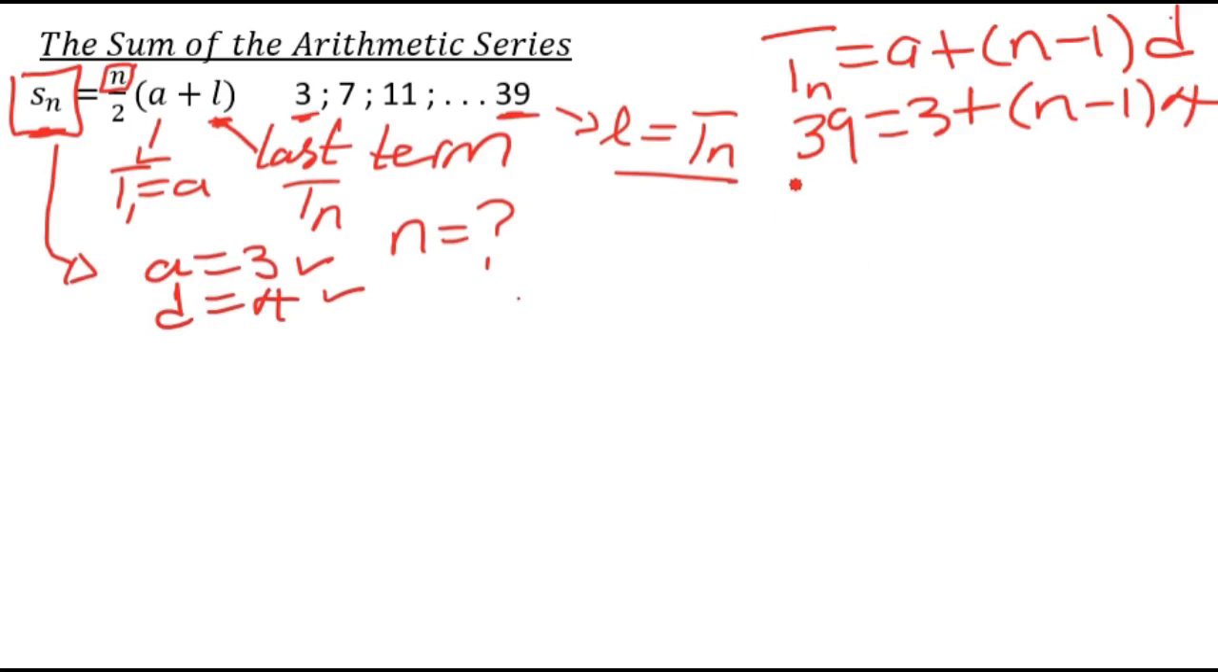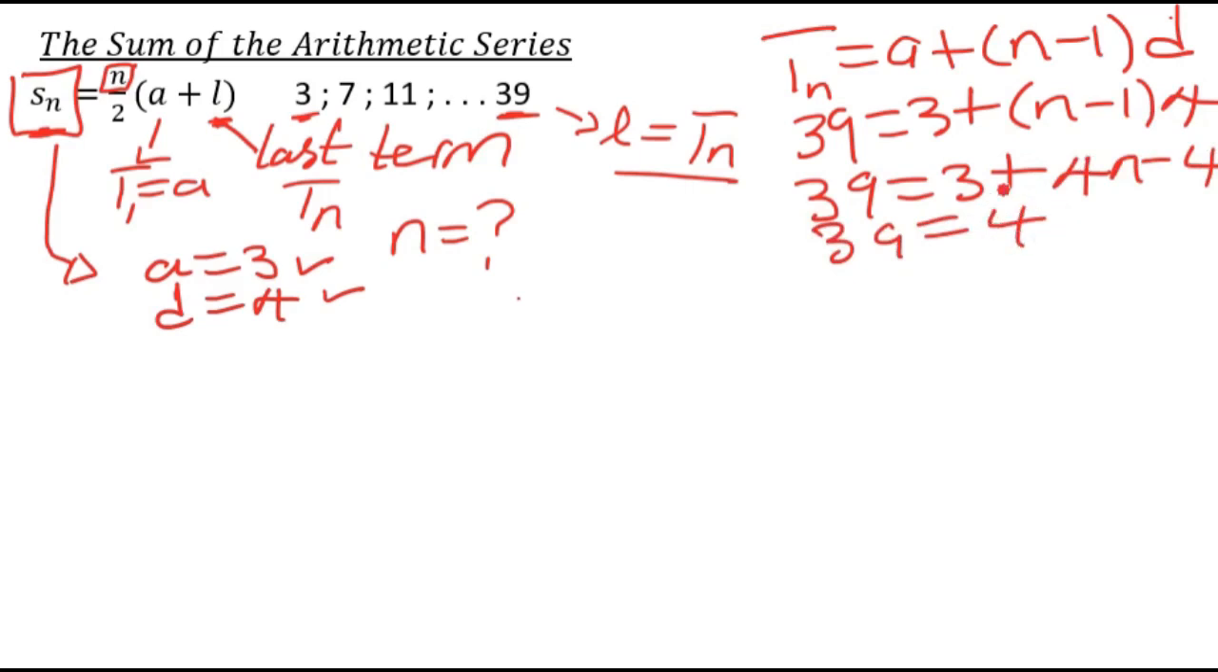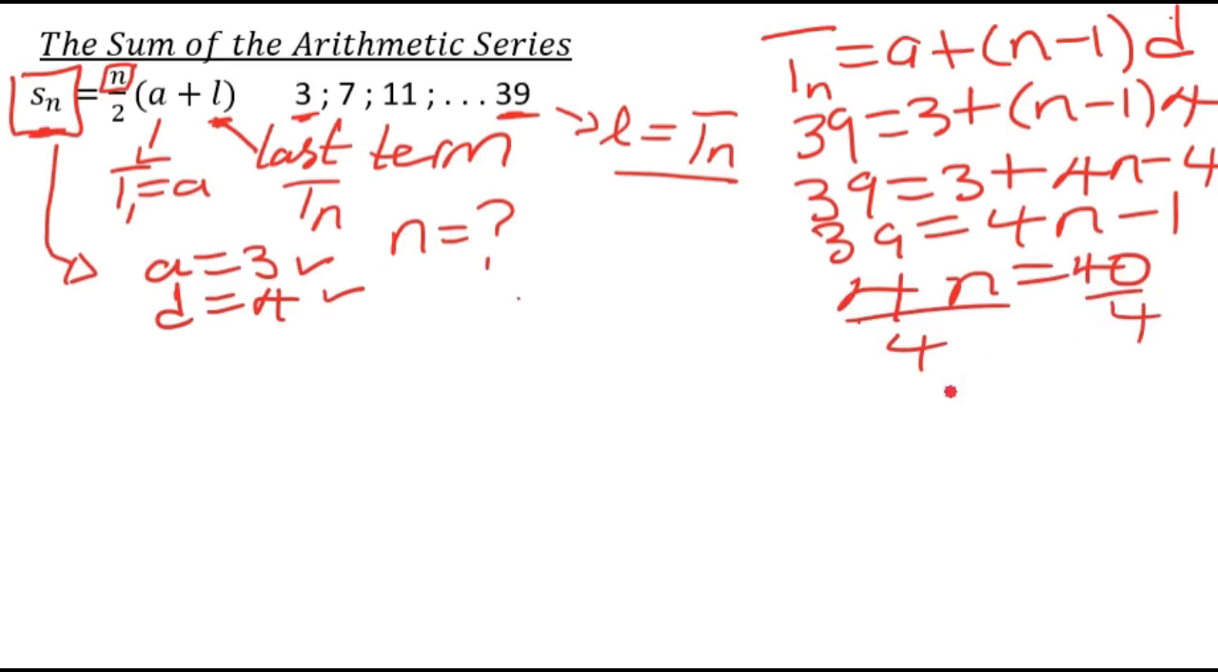So we will have 39 is equal to 3 plus, when we remove the brackets this side, 4n minus 4. So now we will have 39 is equal to 4n. When you say 3 minus 4, that will give us minus 1 there. So this gives us 4n is equal to what? 40. This gives us 4n is equal to 40. Now we divide both sides by 4. So what we have is n is equal to 10.